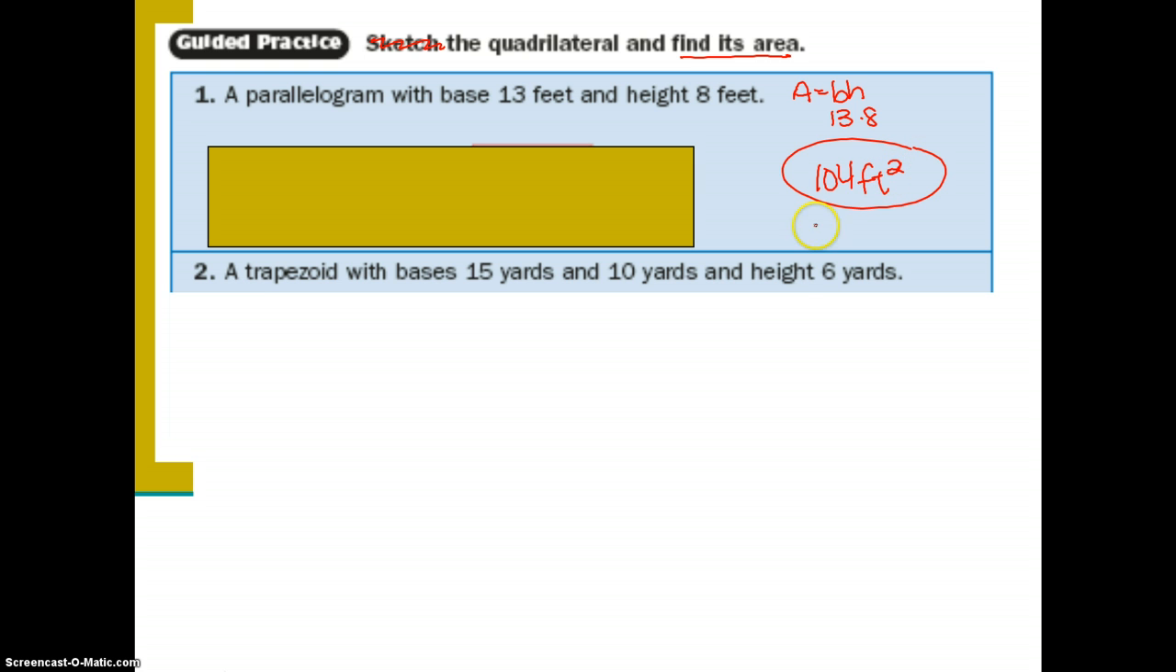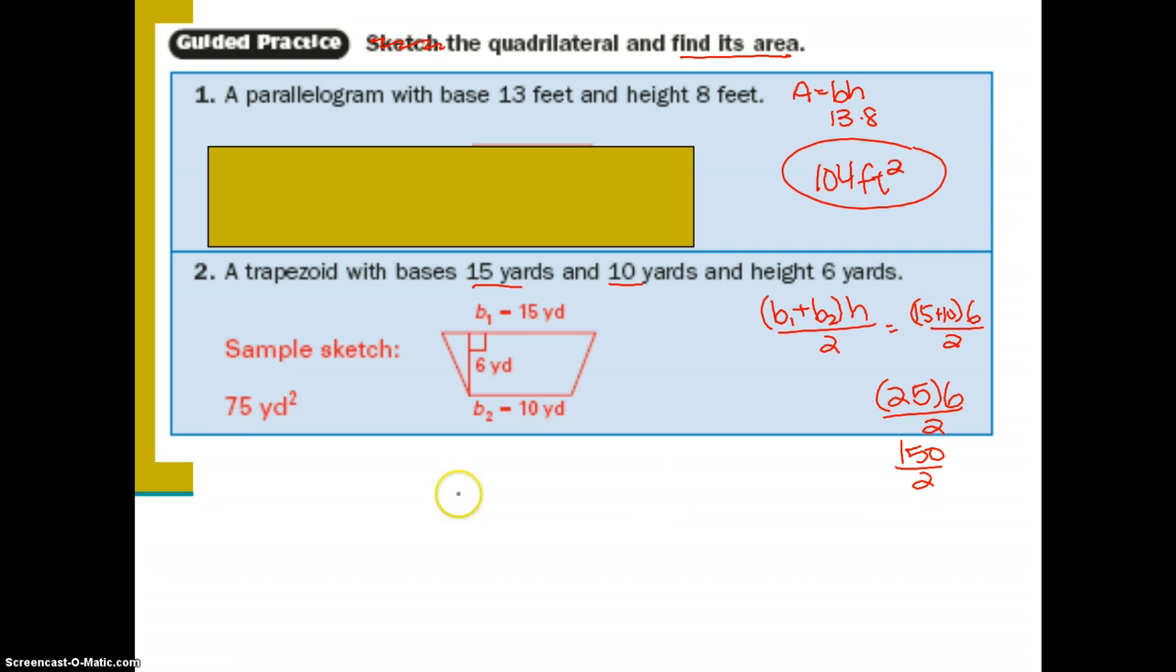For number 2, the formula is base plus base times height divided by 2. The bases are 15 and 10. So I'm going to take 15 plus 10 times the height, which is 6, divided by 2. This is 25 times 6 divided by 2. 25 times 6 is 150. Divided by 2 is 75. 75 yards squared.